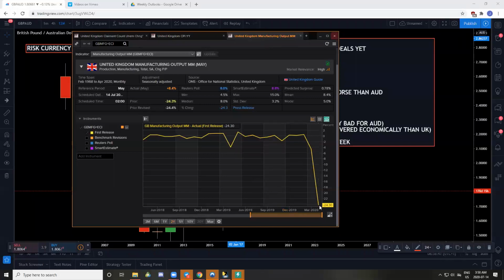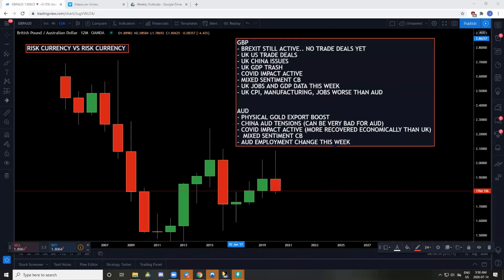When manufacturing output is this low, everything related to that, from small businesses to corporate, that relates to manufacturing in the UK is going to get hit. Those are jobs that are going to be lost. So we have to keep that in mind, where you still have a lot of negative political impact from Brexit. You still have the UK-US trade deals, which have no growth or any progression. You still have the UK-China issues. UK GDP is trash, and we just noticed that from the figures now.